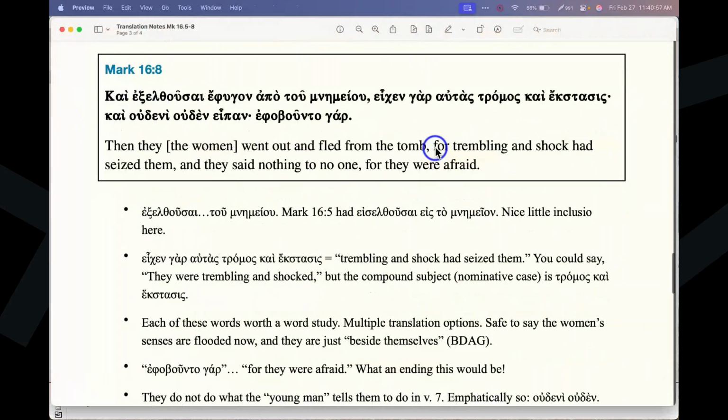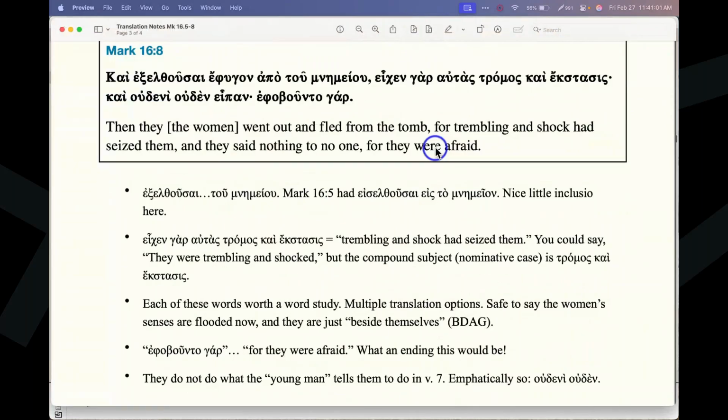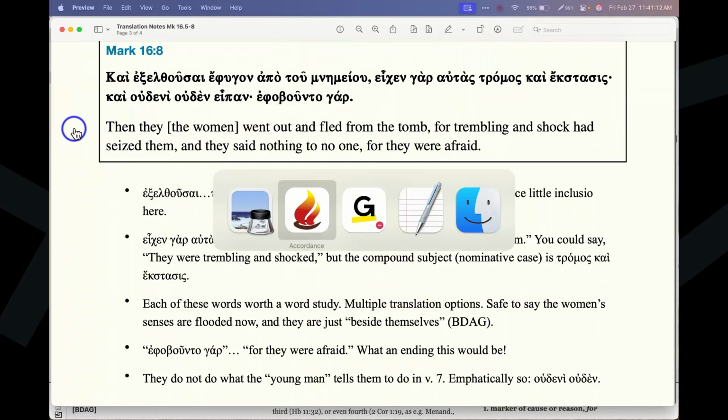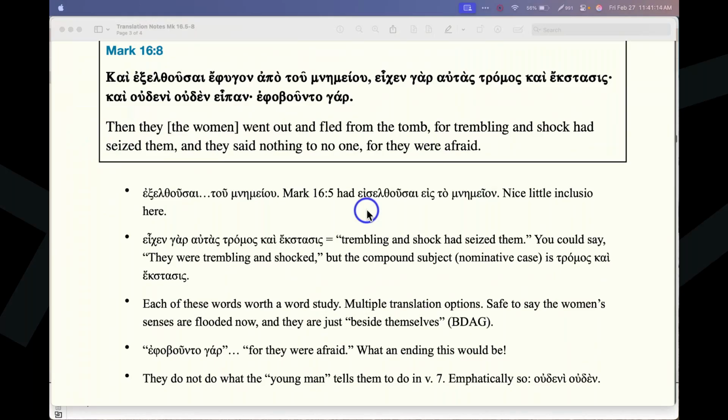Let's spend a little bit more time with this verse, and then we'll look at the endings together. Here's how I translated it. Then they, this is the women, then they went out and fled from the tomb, for trembling and shock had seized them. And they said nothing to no one, for they were afraid. And they said nothing to anyone. Can you say they said nothing to no one? I think that might not be the best English. And they said nothing to anyone, I think, is probably what we want there. See, I was so caught up in the Greek that I didn't even make that change. Anyway, the idea is they said nothing to anybody, for they were afraid.